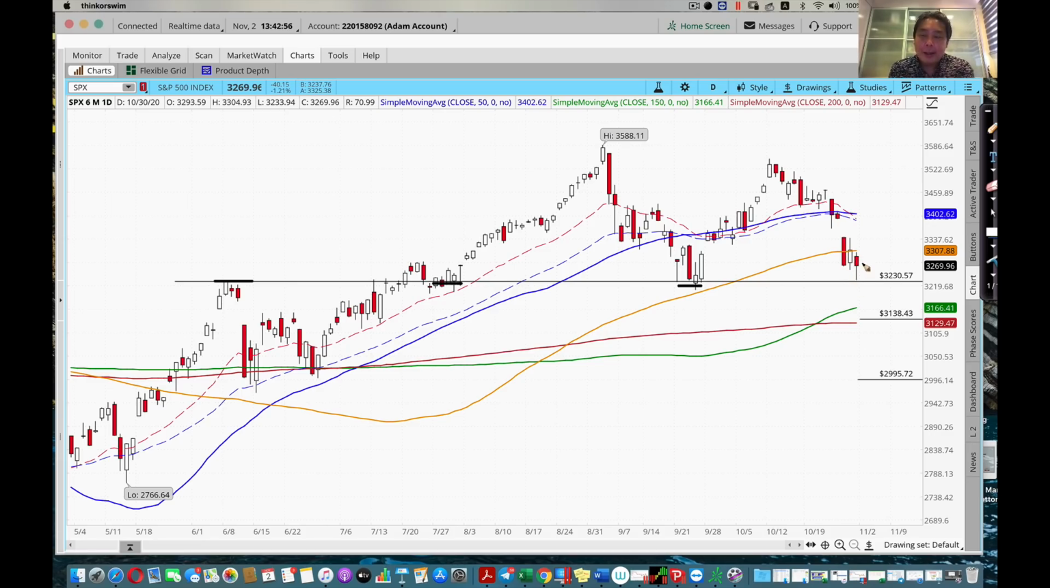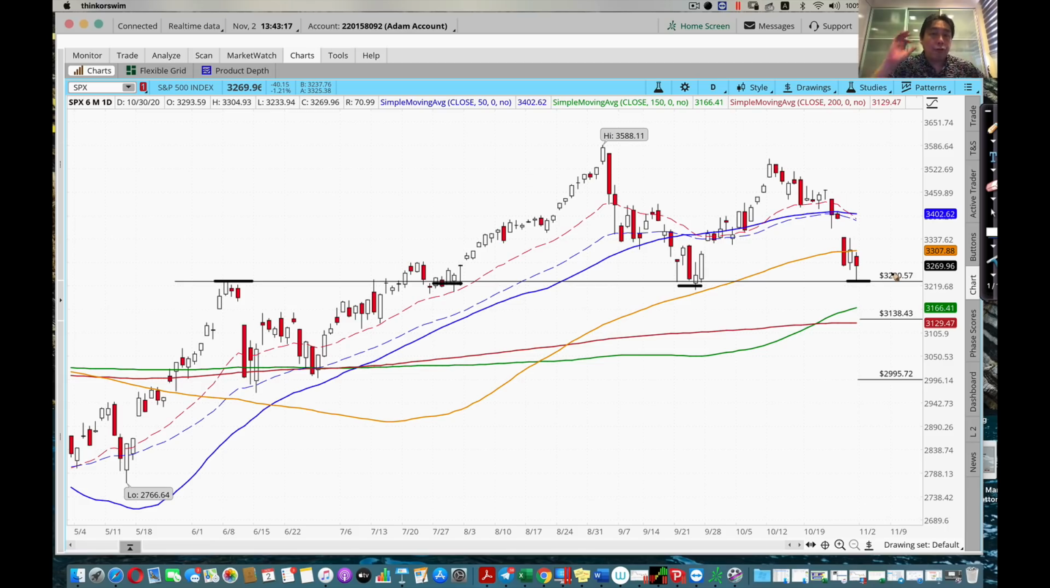a pin bar. Well, it's not really a pin bar, I call it pin bar's fat cousin because it's got a slightly bigger body than a normal pin bar, but it's got a longer shadow, all right? And it looks like we have found a bit of support again at this level, 3230. So if you look at the charts, you can see that the uptrend is still intact.